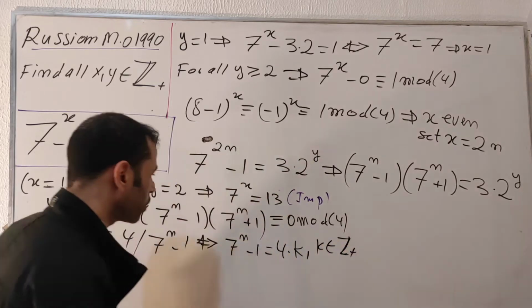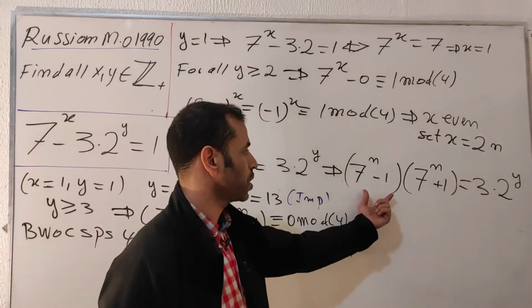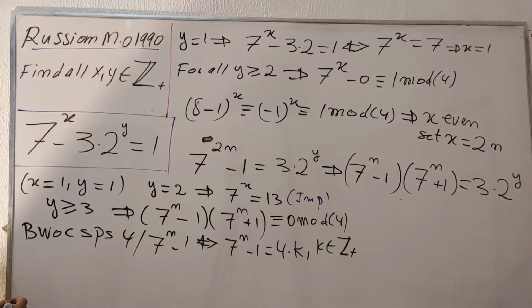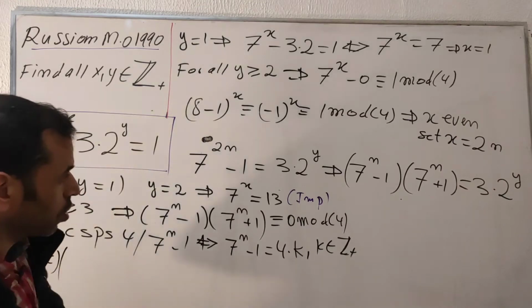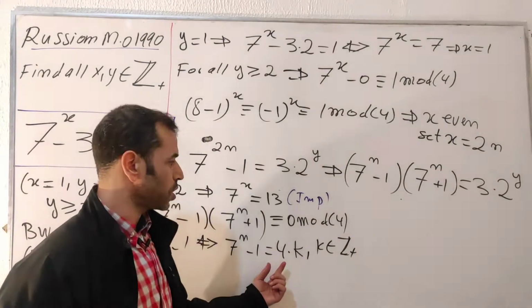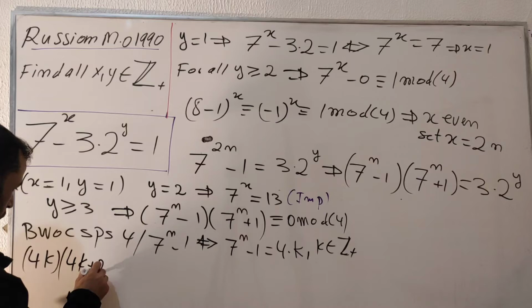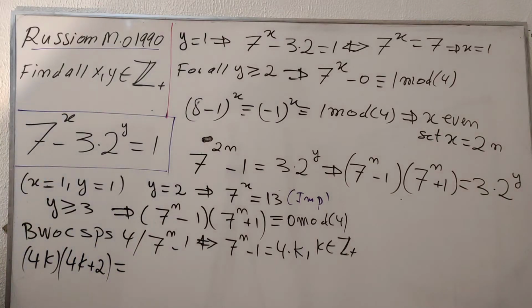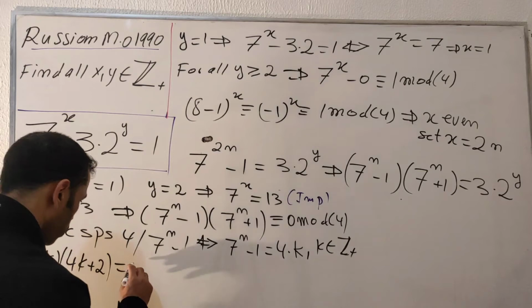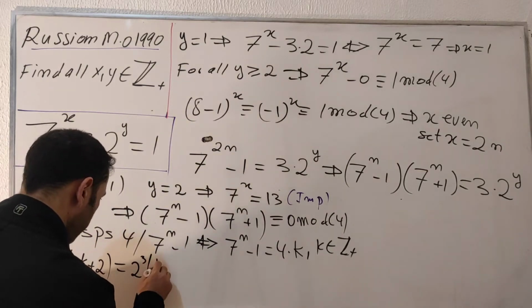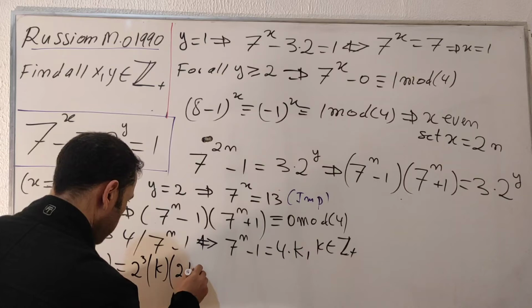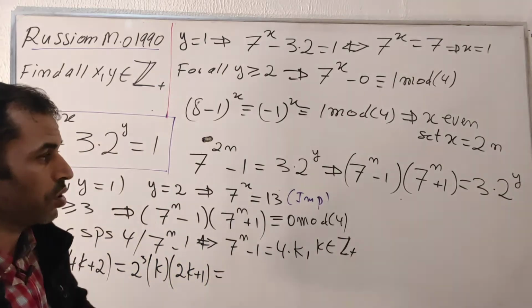I'm going to take this value and insert it back into this one. I get 7 to the n minus 1 replaced with 4k. So what about the other one? I'm simply going to add 2 on both sides, so I will have 4k plus 2 here. At the same time, since we have 4 as a multiplier, I'm also going to take another 2 out, making it 8, which is 2 cubed. 2 cubed, factor k, factor 2k plus 1. This product equals this one.